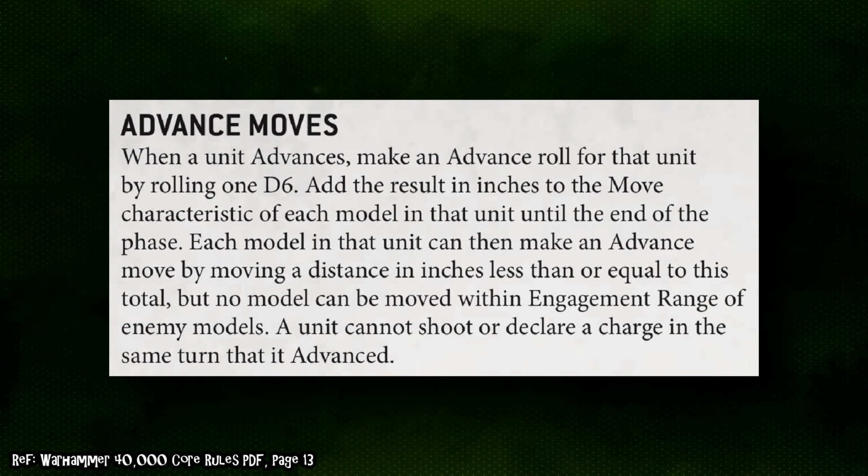Advances are movements of d6 plus your movement value. That d6 is an advance roll and is rolled at the beginning of that advance when you declare that you're going to make it. They cannot enter engagement, and they prevent that unit from shooting or charging at all for the remainder of the turn after they're completed.